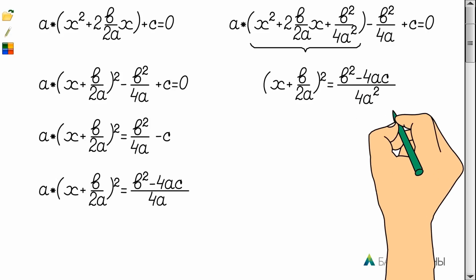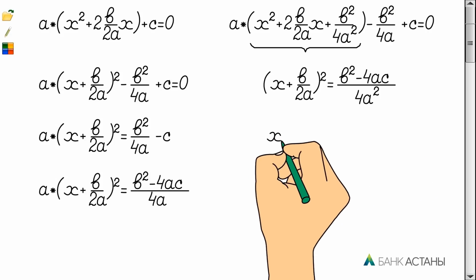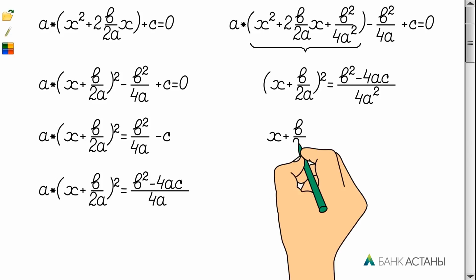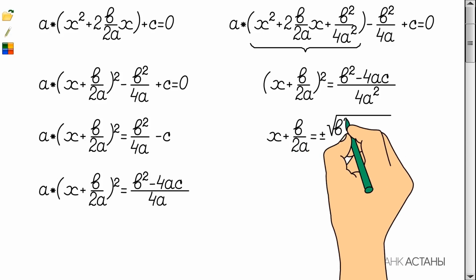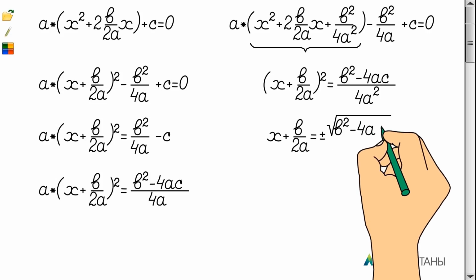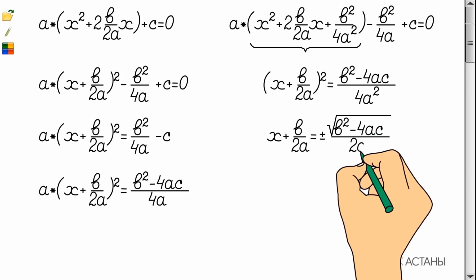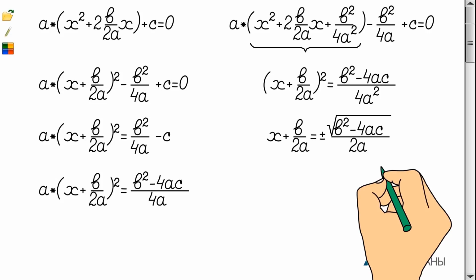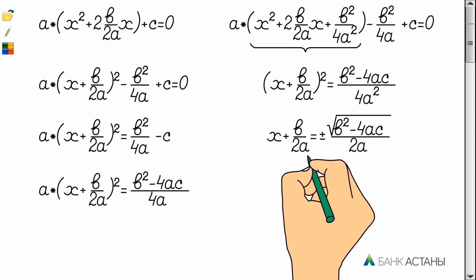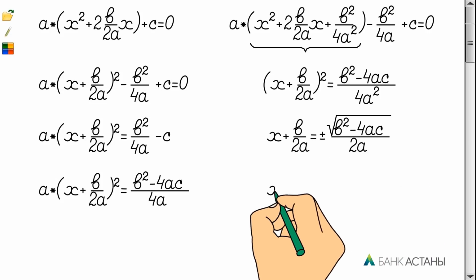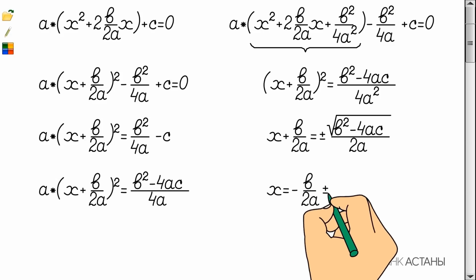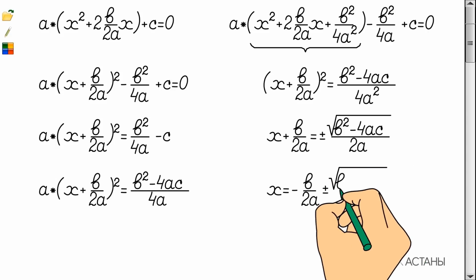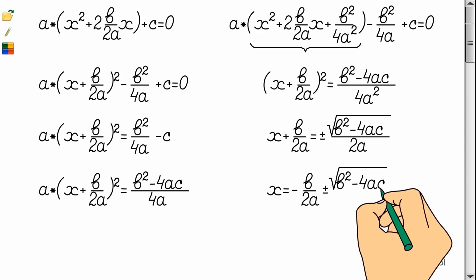Let's solve the equation by extracting the square root of right and left parts of the equation. x + b/2a = ±√(b² − 4ac)/2a. And if we move the term b/2a to the right, then we get x = −b/2a ± √(b² − 4ac)/2a.